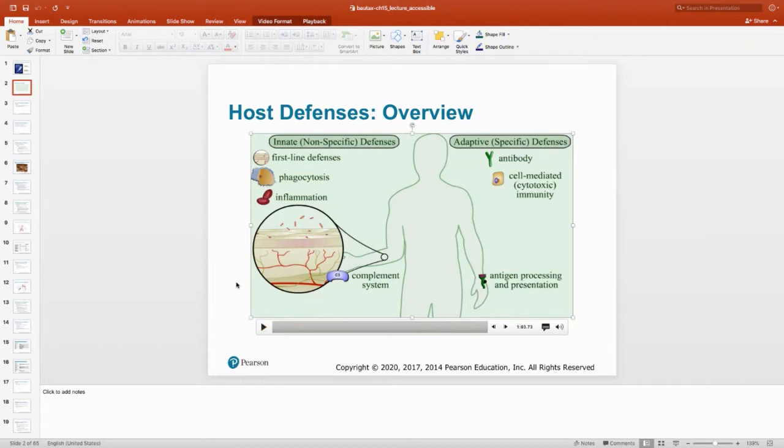And they do work together. So although this particular chapter is on the innate defenses, it will refer to a lot of mechanisms that will interact with the adaptive defenses that we'll pick up later in chapter 16.